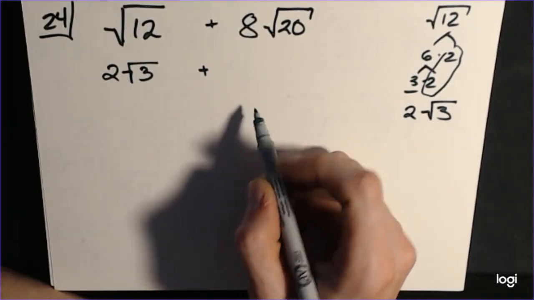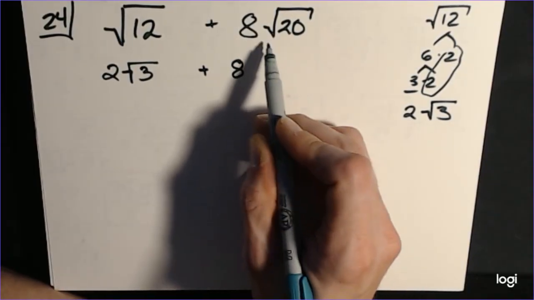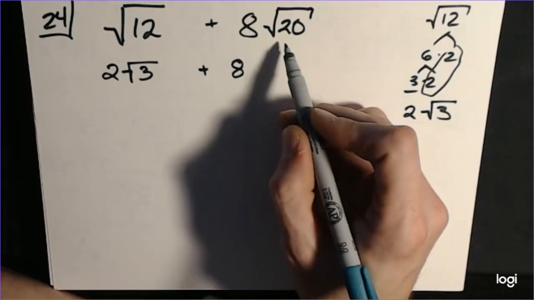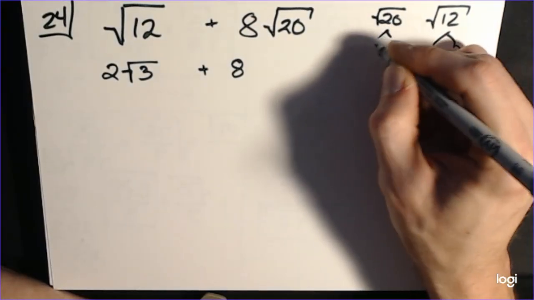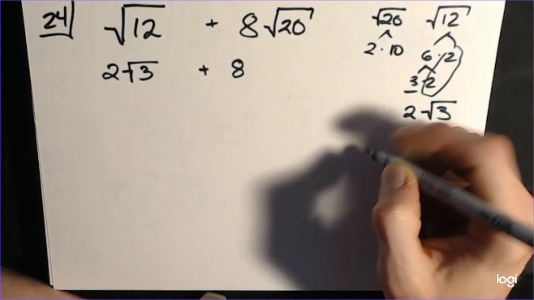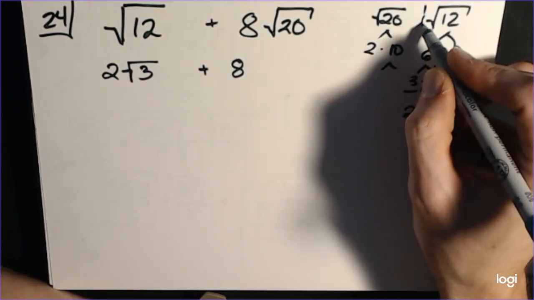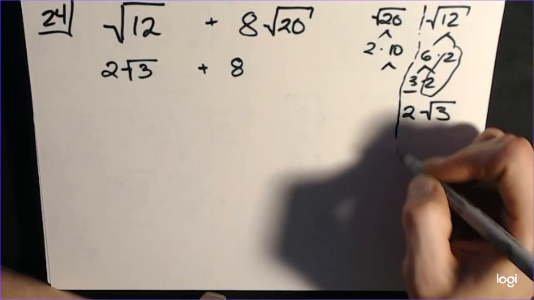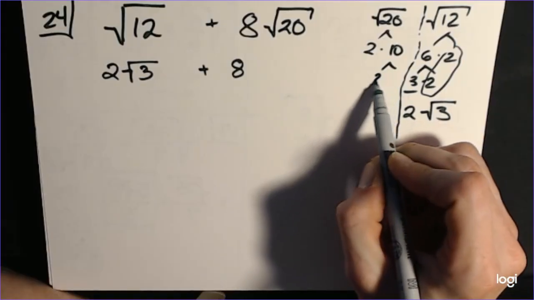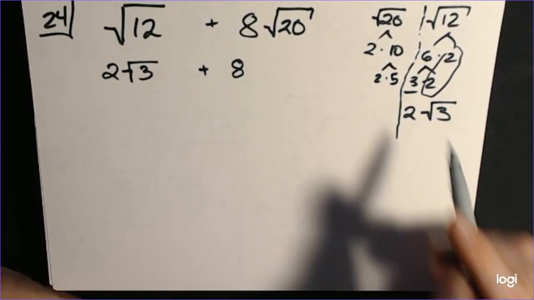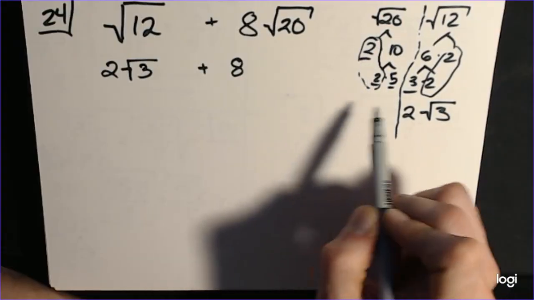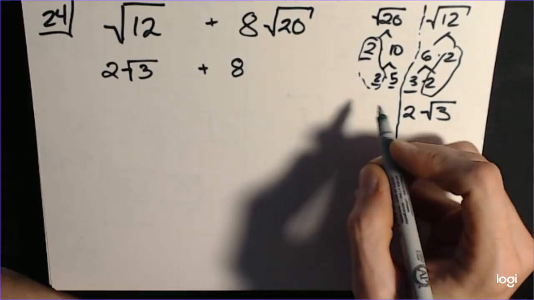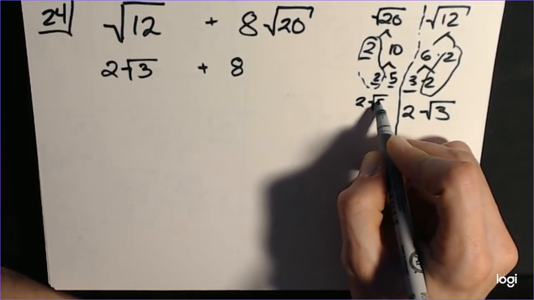plus, now we have 8 times, okay, we have the square root of 20, that's not a perfect square, we got to break it down with the factor tree there. We have 2 times 10, and 10 is, make a little divider so we don't get mixed up, 2 times 5. So we have our pair of 2's right here, and we have that 5 left over. So 2 times the square root of 5.